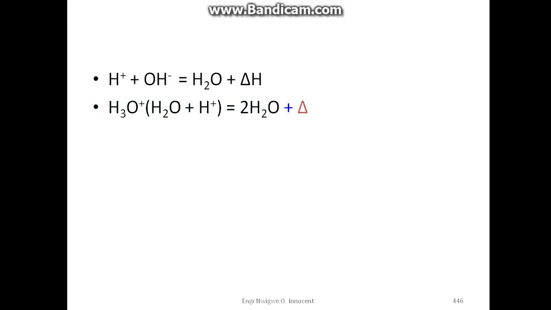Hydroxyl ion plus, in bracket, water plus hydrogen ion to give 2 moles of water plus delta H. Delta H is the heat evolved in the reaction.